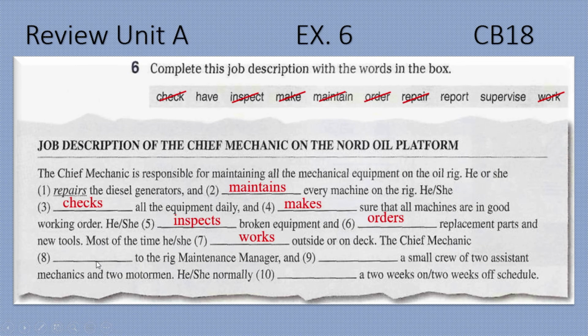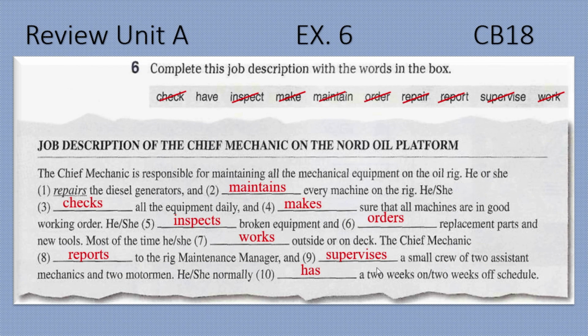The chief mechanic reports. So now, why do we put reports instead of supervise? Very good, because we have 2 here. Excellent. So reports to the rig maintenance manager and supervises a small crew of 2 assistant mechanics and 2 motormen. He or she normally has, because the subject is singular, so it has. He or she normally has a 2 weeks on, 2 weeks off schedule.